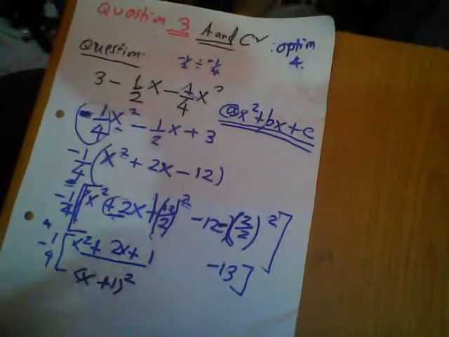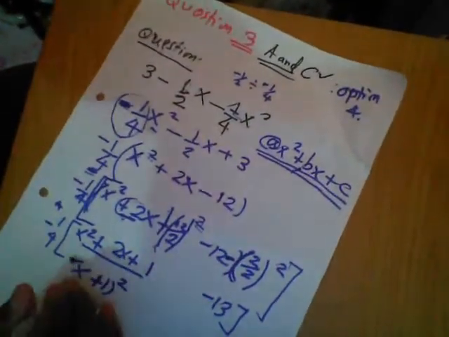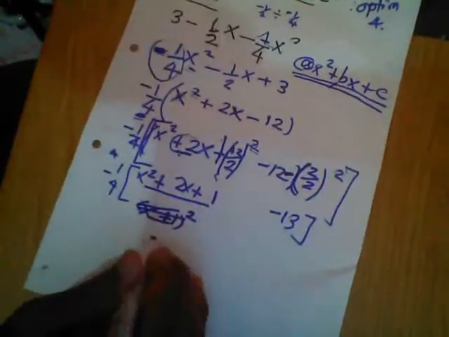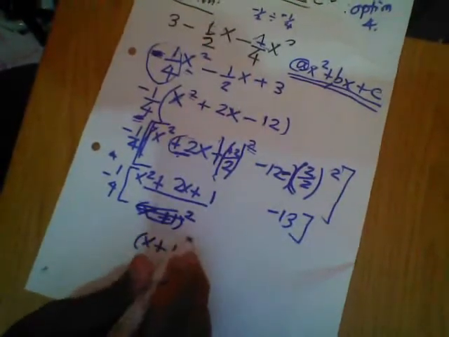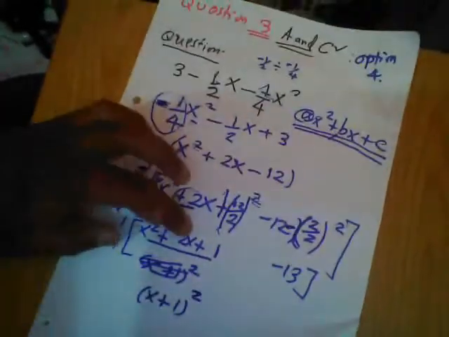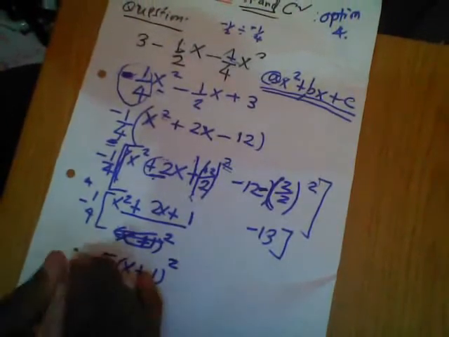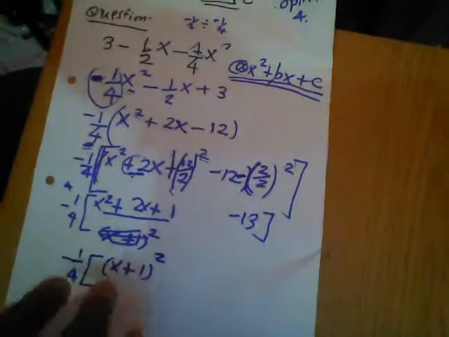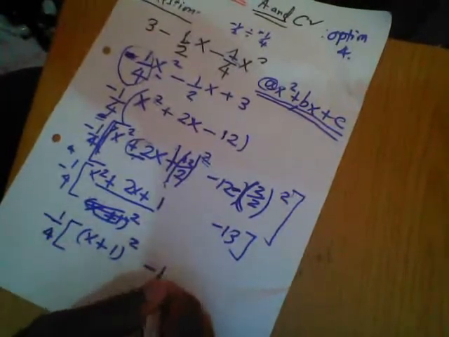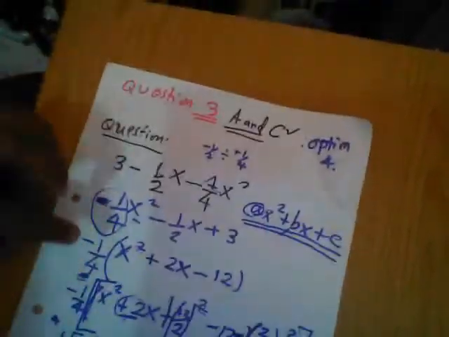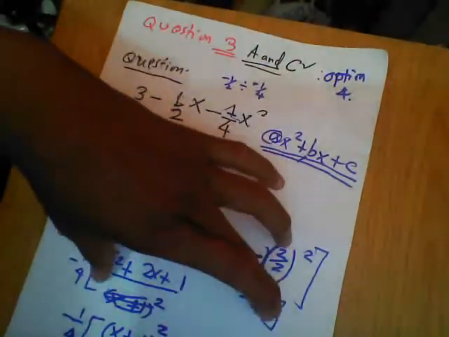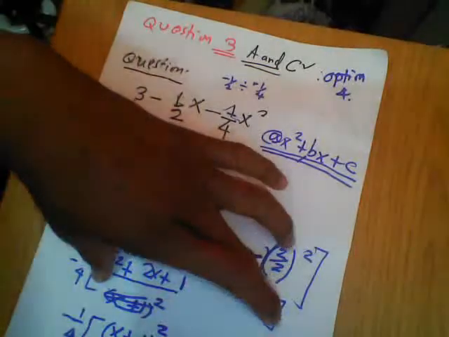But now, this one is the same as x plus 1 squared. Excuse me, let me write underneath a little bit. So this is going to be x plus 1 squared. If you factorize this one, it is x plus 1 squared. Okay, and then we have -1/4 for both, and then -13. Remember, this -1/4 is for both. Since when we started, it went out here for both numbers, so it's still for both. That's why I put the bigger bracket.